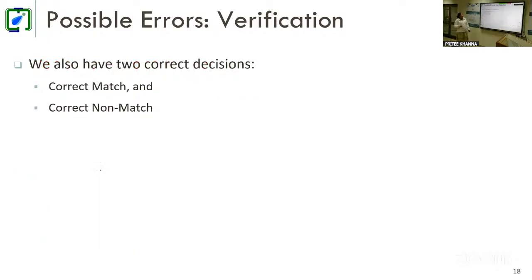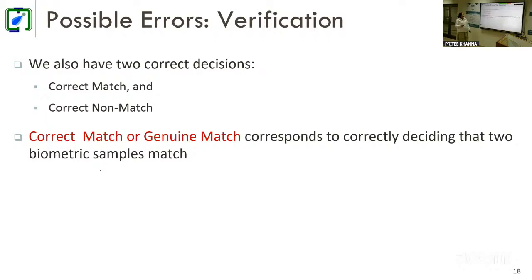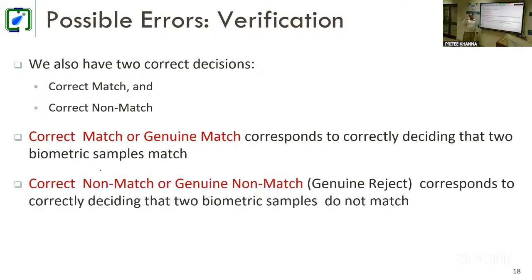Then we also have two correct decisions, correct match and correct non-match. Correct match, or you can say genuine match, is how correctly the two biometric samples are matching. Similarly, correct non-match, genuine reject, is to correctly identify that the two biometrics are not matching, so the rejection is correct.